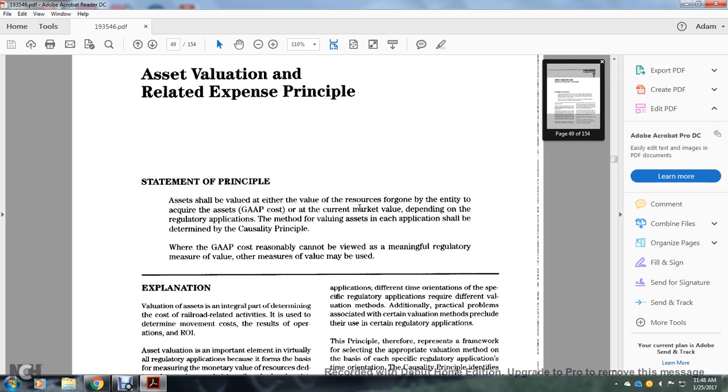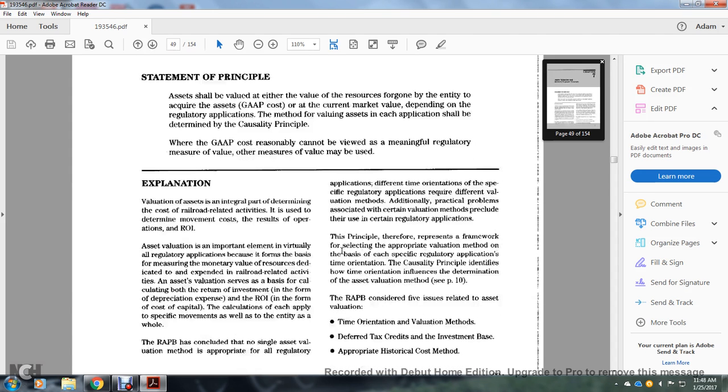auditing principle costs the current market value, depending on the regulatory application. The method of valuing assets for each application should be determined by the causality principle, where the government accounting auditing principle costs cannot be reviewed, but a meaningful regulatory measure of the value may be used.